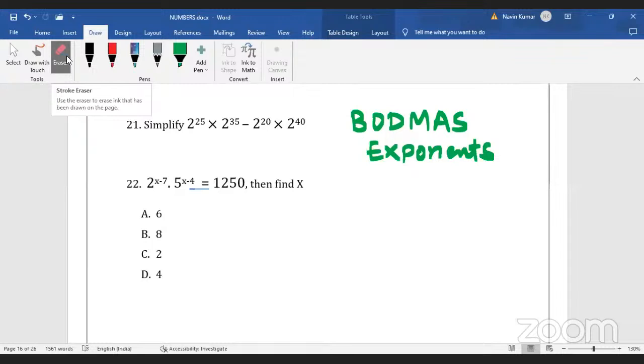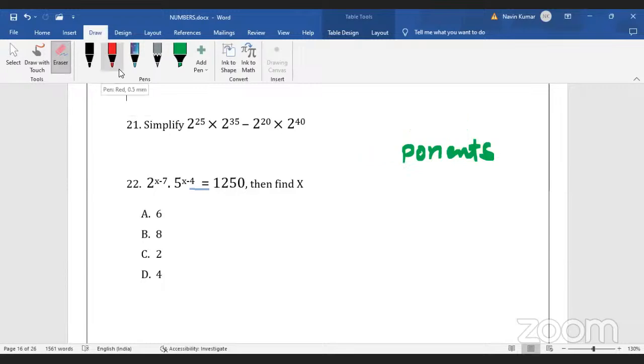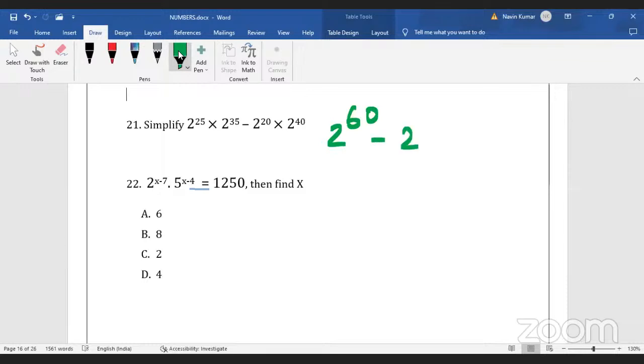Now quickly tell me what is the answer for 21? 2 raised to the power of 10. Sir, 0. I feel your 0 is also not right. How did you get 0? Sir, 1. How did you get 0? 2 power 60 minus 2 power 60. 2 power 60 minus 2 power 20. No sir, 2 power 60 minus 2 power 60.